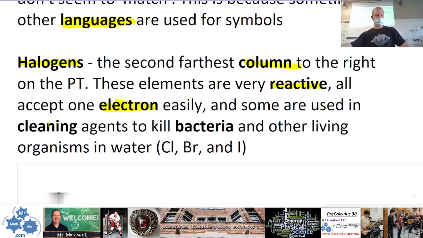And some are used in cleaning agents to kill bacteria and other living organisms in water, and some of those examples would be chlorine, bromine, and iodine. So our drinking water is chlorinated slightly to kill bacteria. You may have a hot tub or a pool or something. If you do, you would use either chlorine or bromine tablets again to kill bacteria that might grow in very hot water over time, and so on. Iodine is used to clean out a cut, put some iodine on a cut or something.